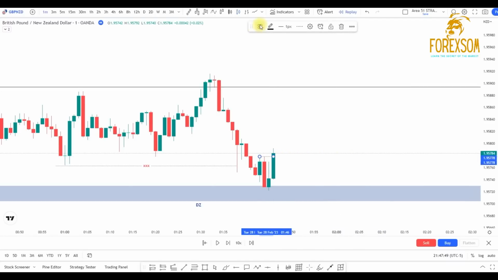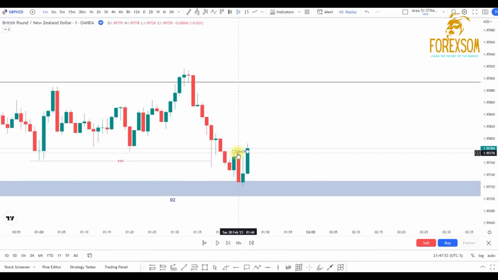Now we have a change of character. On the 1 minute time frame, we have a change of character. We have a lower high led to lower low, and then we have a takeout, which is a reversal after a liquidity clearance and a tap on our demand zone on the 1 minute time frame.